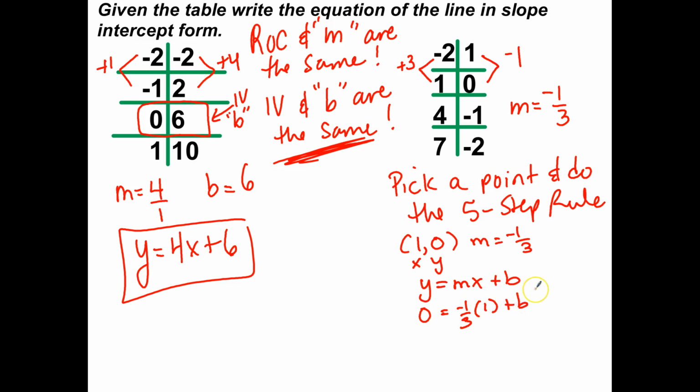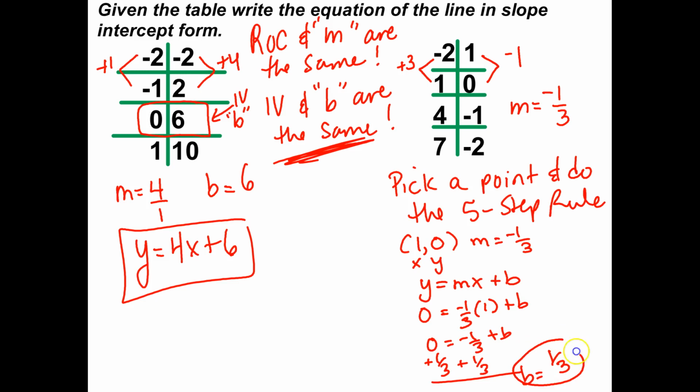Oh my God, it's a fraction. 0 is equal to negative 1/3 plus b, since anything times 1 is itself. We add 1/3 to both sides. Like it's a big thing, adding 1/3 to 0. I wonder what my answer would be. Maybe it's going to be 1/3.